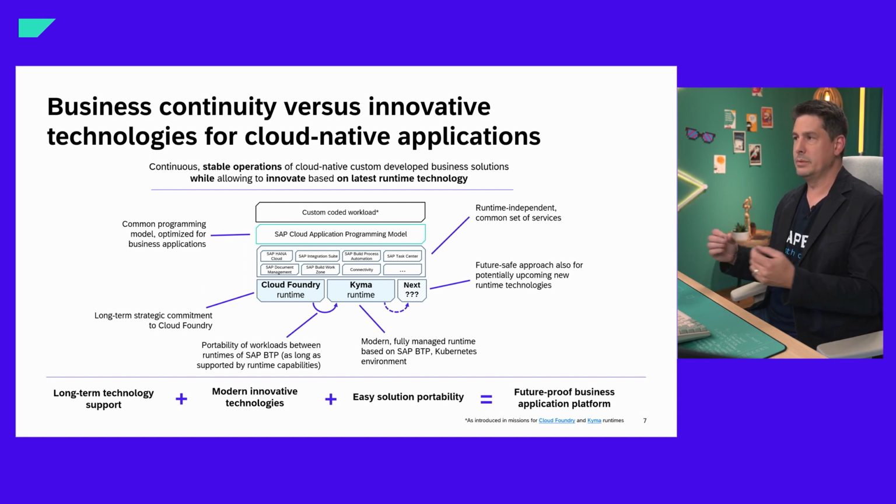Right? And with this, we believe that we really have the chance to provide a future-proof business process platform or business application platform that helps you really keep your investments in BTP safe for all the developments that you're doing on the platform.